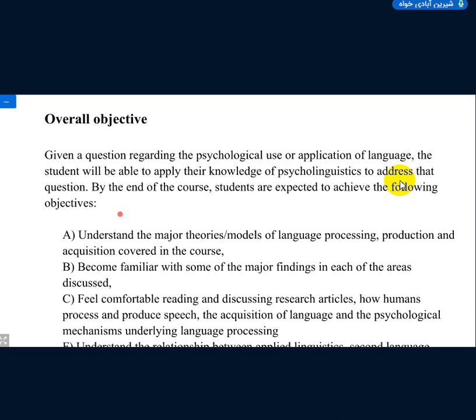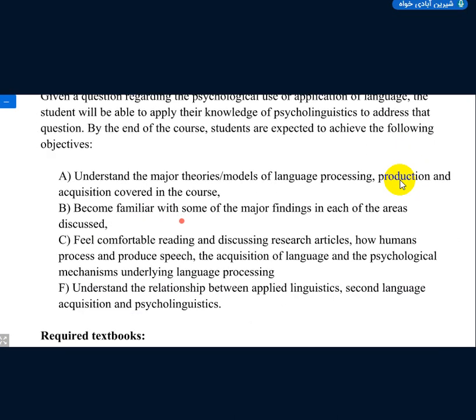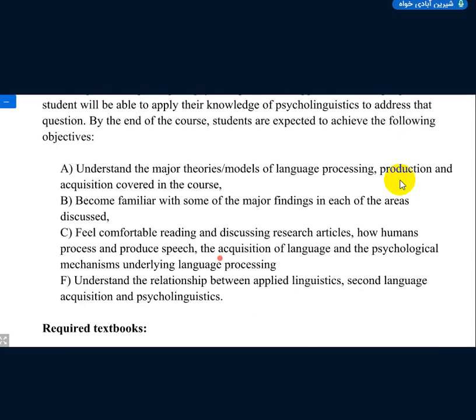By the end of the course, students are expected to achieve the following objectives. So I'm expecting you to be able to understand the major theories or models of language processing, production, and acquisition. For each of them, we have a model, we have a theory, many different theories. So you should be able to explain it, to understand and apply it, or you should become familiar with some of the major findings in this area, and you have to be able to read and discuss research articles.